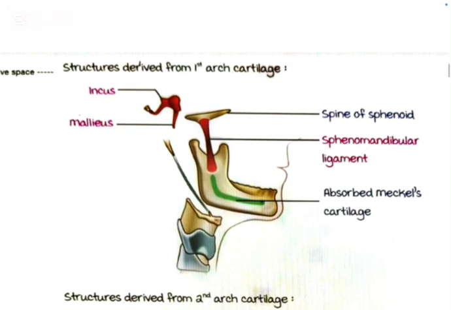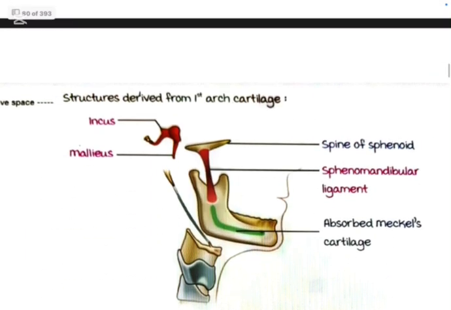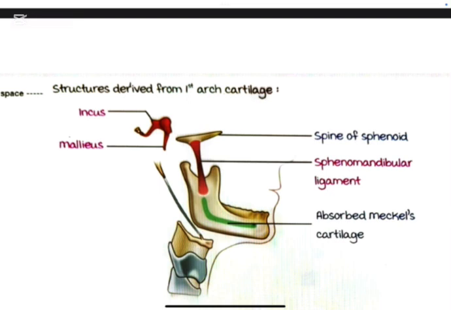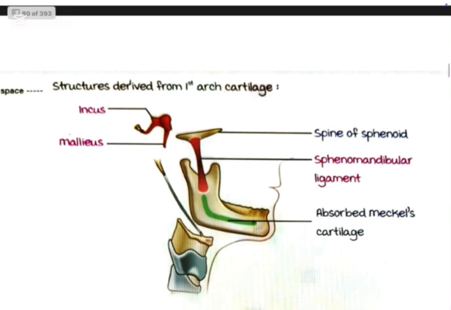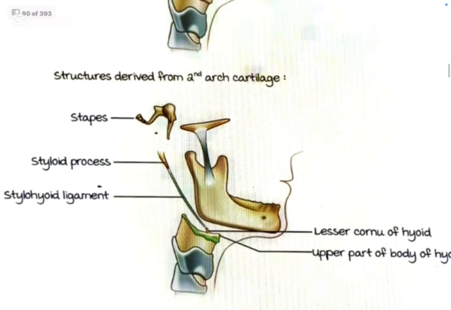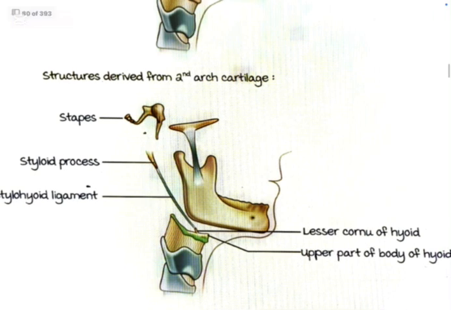Structures derived from arch cartilages. First, the structures derived from first arch cartilage: Meckel's cartilage, sphenomandibular ligament, spine of sphenoid, incus, and malleus. Structures derived from second arch cartilage: you have stapes, styloid process, stylohyoid ligament, lesser cornu of hyoid, upper part of hyoid.